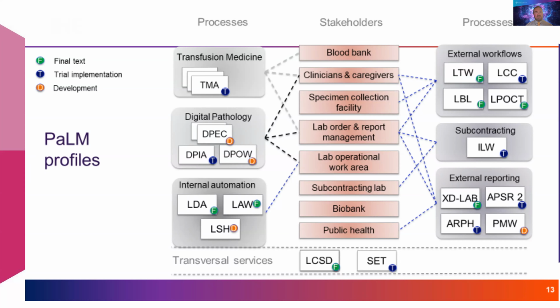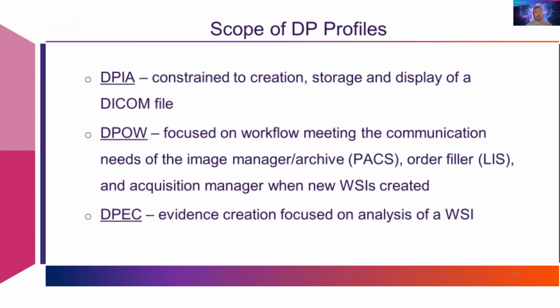On this first screen, you can see there are a lot of PaLM profiles that exist for different areas in pathology and laboratory medicine. And you can see in that middle box on the left that there's one for digital pathology. So what is the scope of these digital pathology profiles? Well, we've got three in the works right now. One that's been released is the digital pathology image acquisition profile. It's constrained to creation, storage, and display of the DICOM file, but it really is all about mapping in that metadata from the LIS into the image.